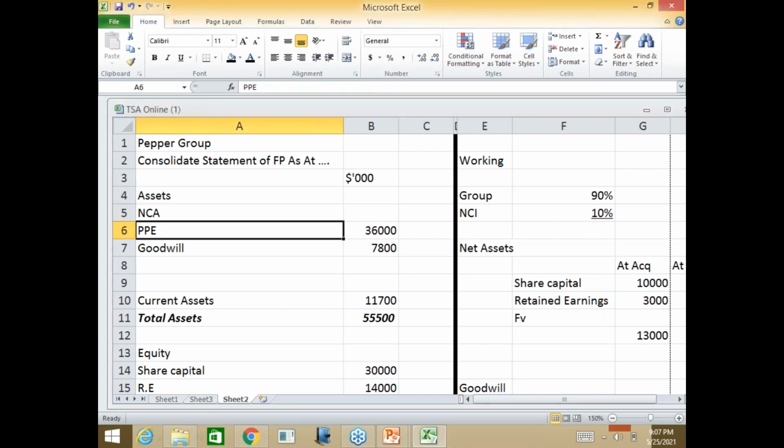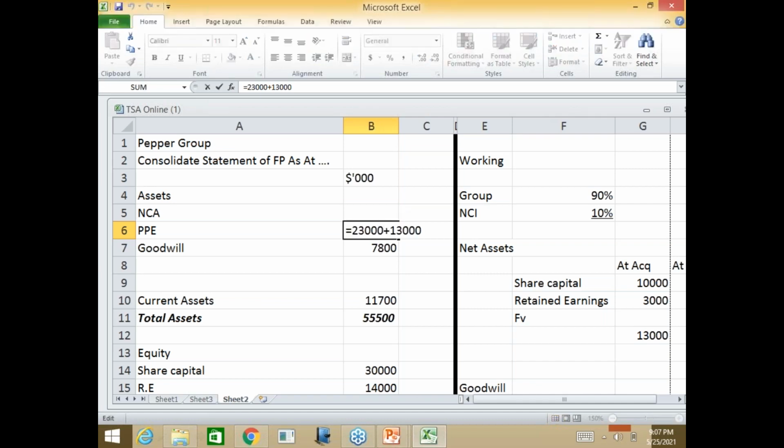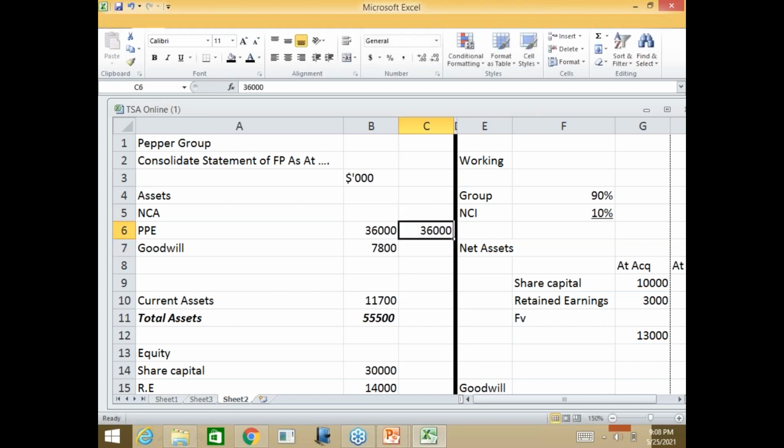Examiner might ask you, when the examiner is going to check the question, he will check it by clicking on this link, which shows the working of 23,000 plus 13,000. This is how you have calculated the amount of 36,000. Now remember this point, that if you just write the 36,000 amount without any proper working, you will get no marks.